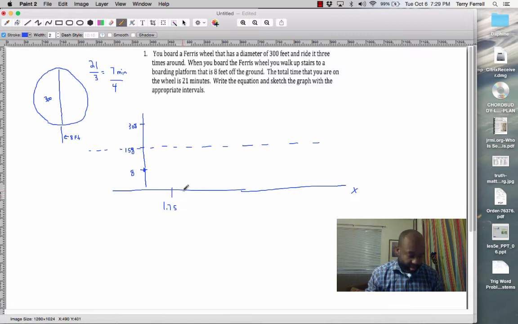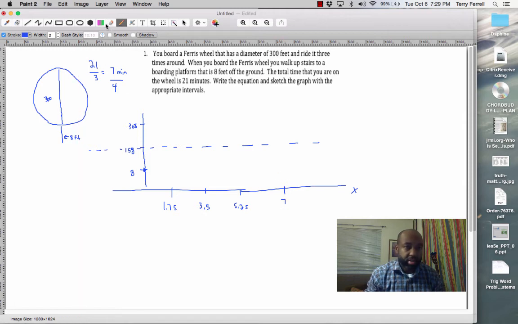I just keep adding. What's 1.75 plus 1.75? 3.5. And then keep adding. 1.75 plus 3.5, I get 5.25, and then it ends at 7.